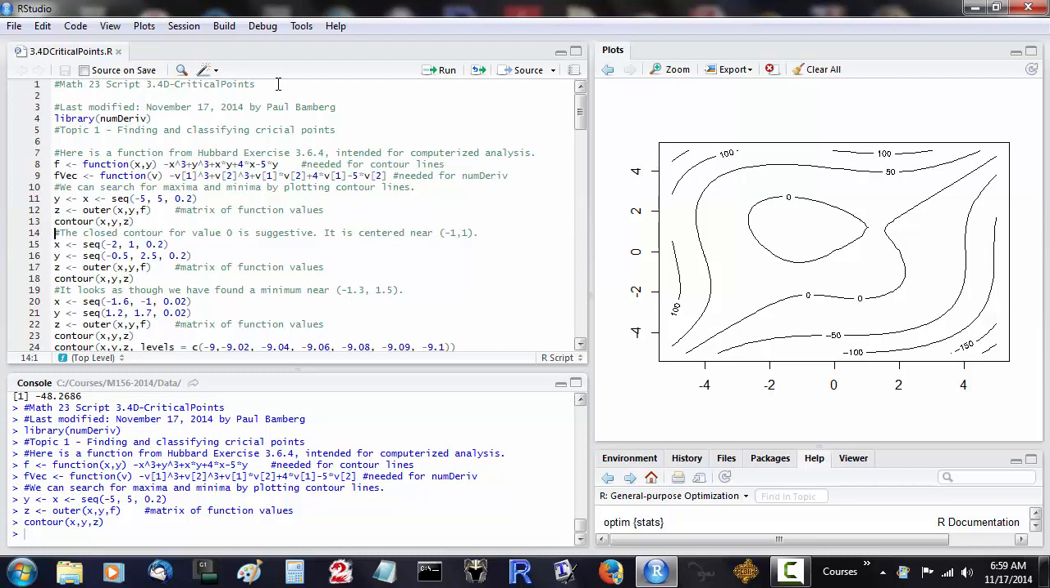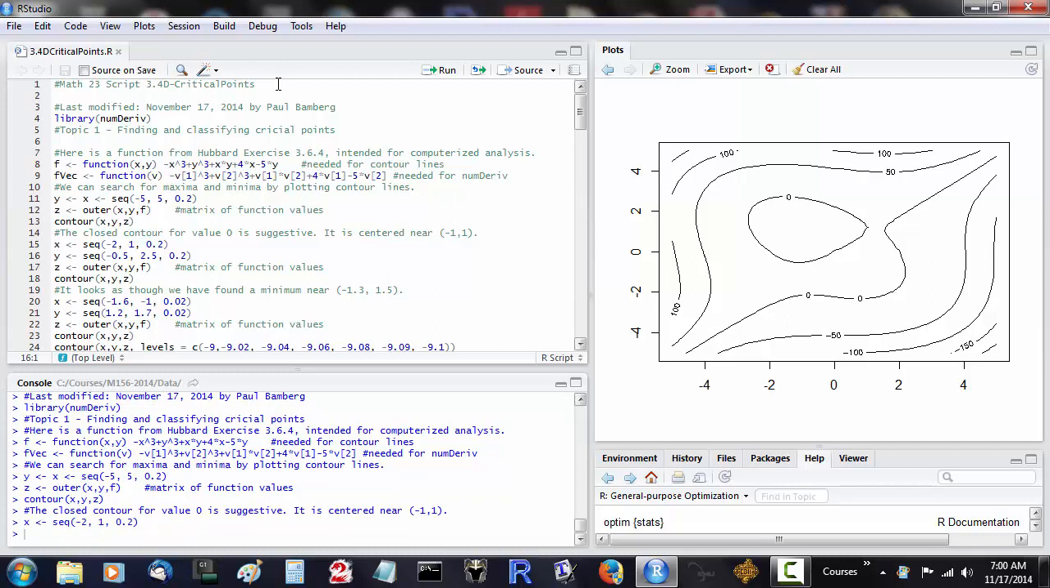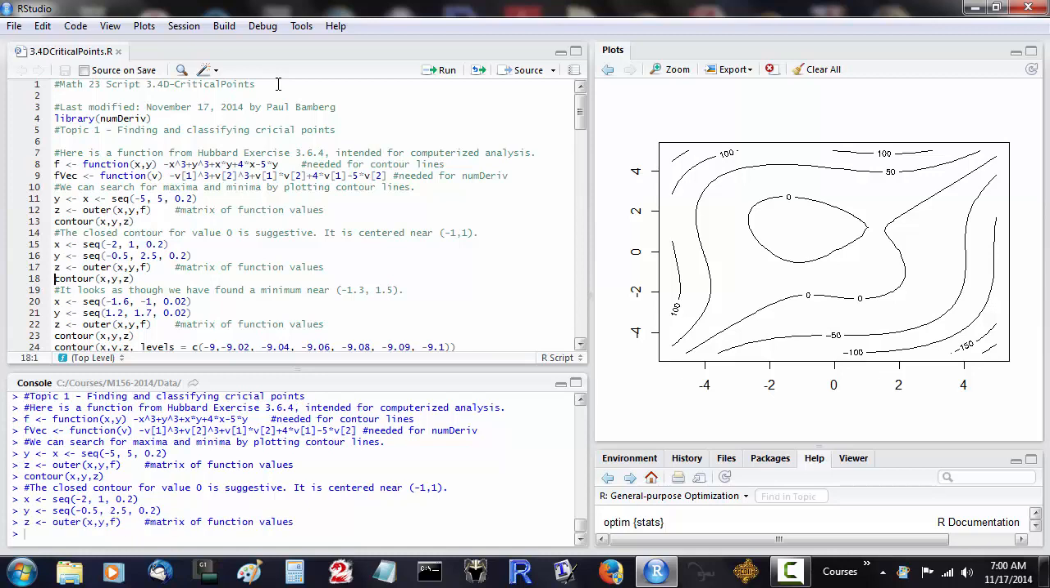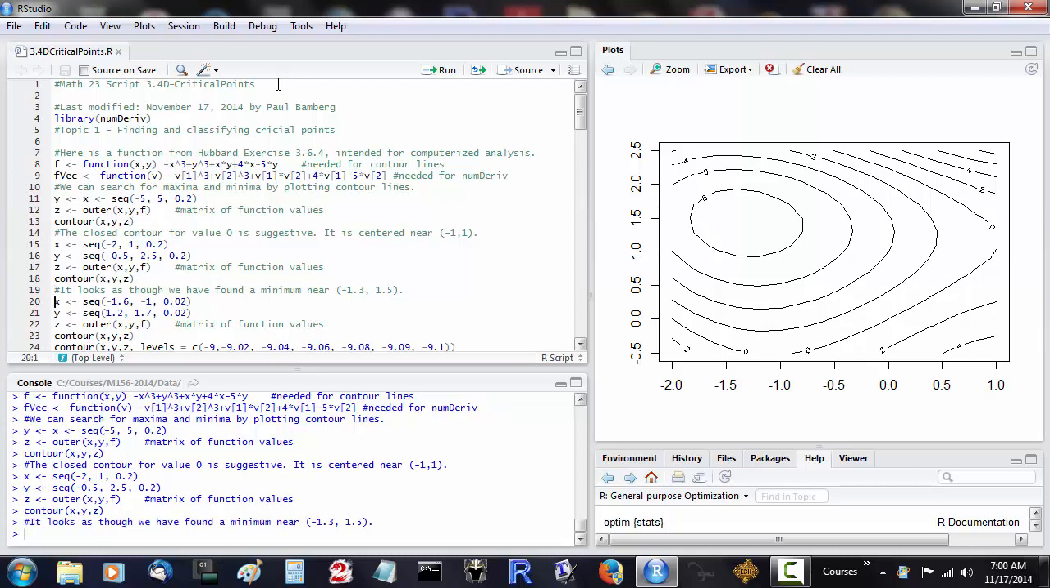Since the contour line is centered roughly near minus 1, 1, we bracket that point, running x from minus 2 to 1, running y from minus a half to 2.5, and plot a slightly more close-up version. And now you see the contour line for minus 8 is a closed curve, but you don't see anything inside it. So, somewhere inside there, we appear to have found a minimum. You can see the contour lines are going down, down, down as we approach that point.